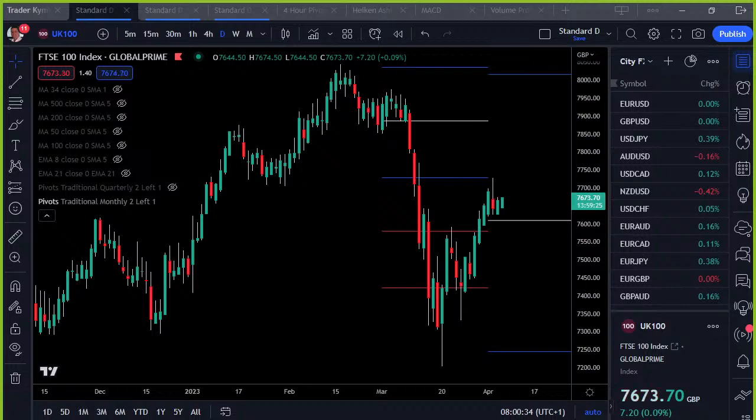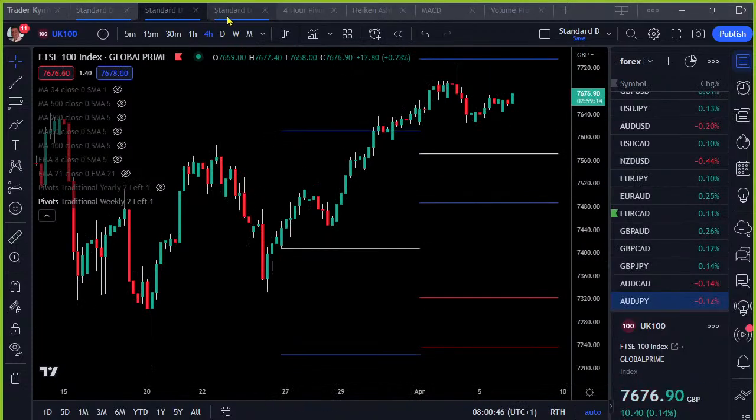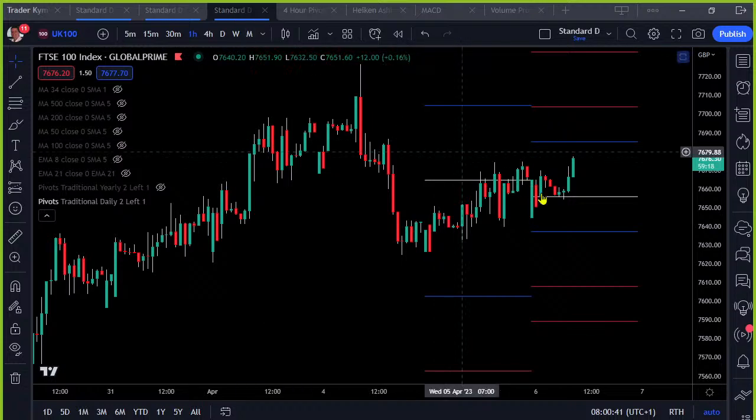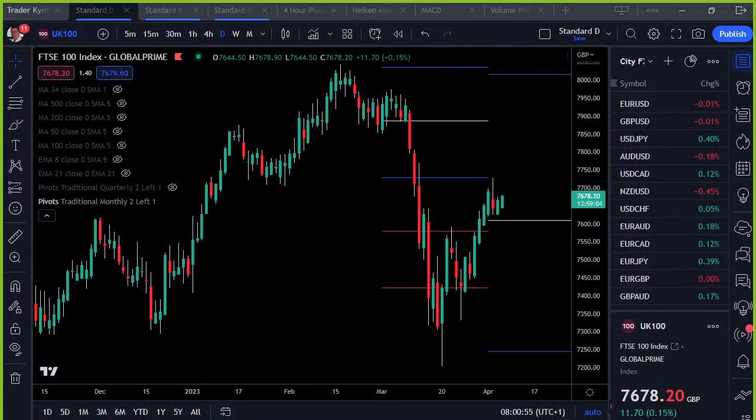The FTSE, okay, yesterday was positive. It's whether it can keep the momentum here at the moment. We're getting a little bit of a push through, and again higher lows, higher highs through here, reasonably solid. Right, that's pretty much it for me today.